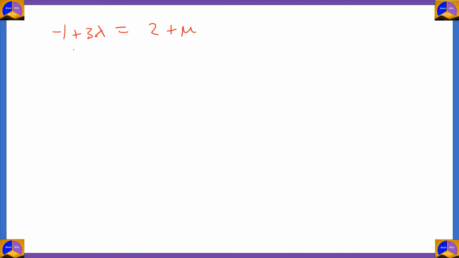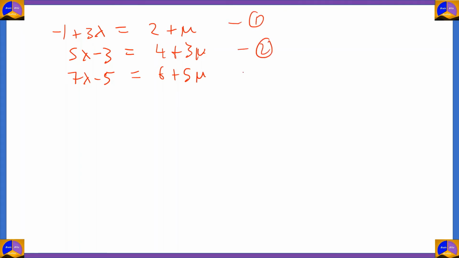And 5 lambda minus 3, which is essentially the same as minus 3 plus 5 lambda, will be equal to 4 plus 3 mu. And we can write that 7 lambda minus 5 will be equal to 6 plus 5 mu. So let's write these as equations 1, 2, and 3.